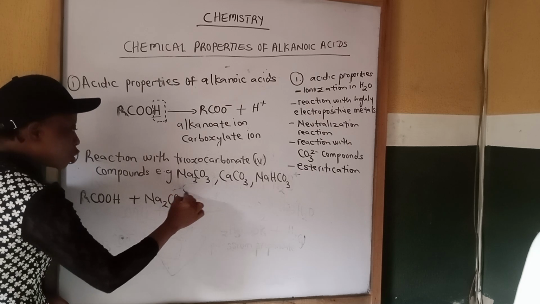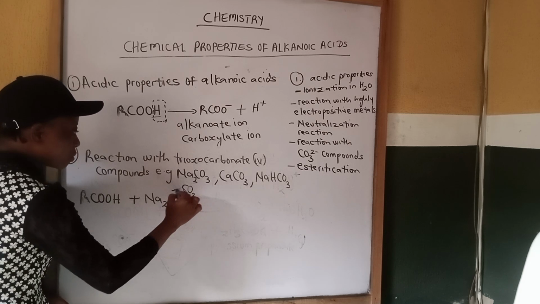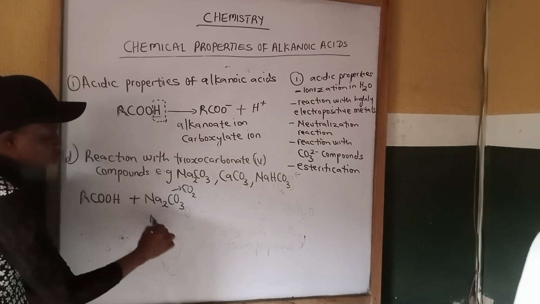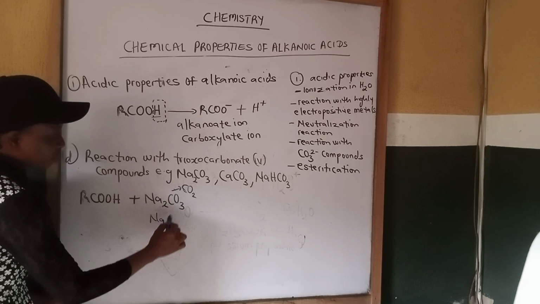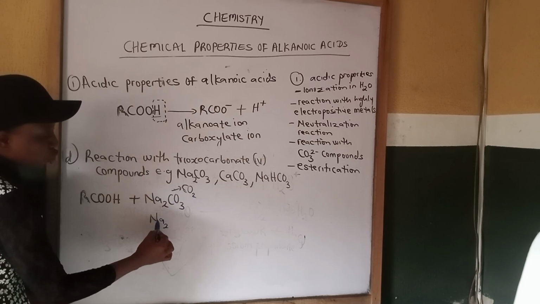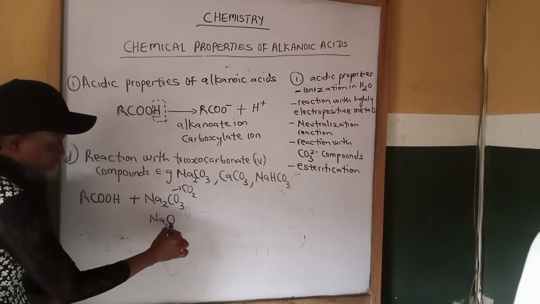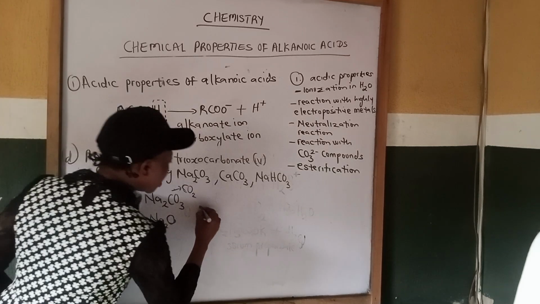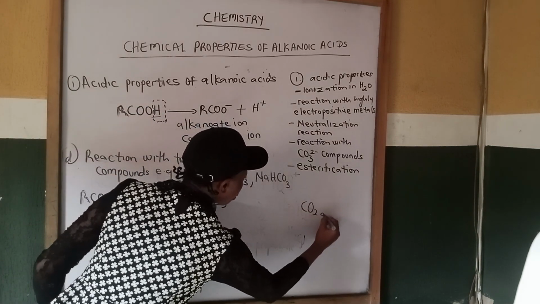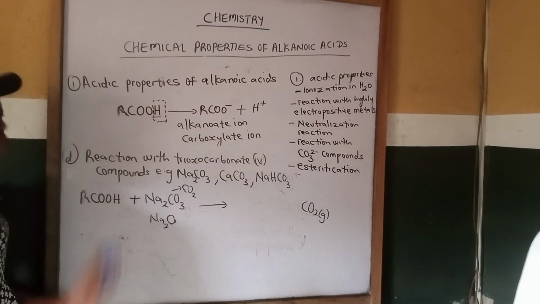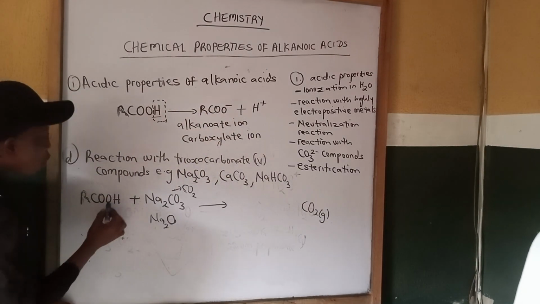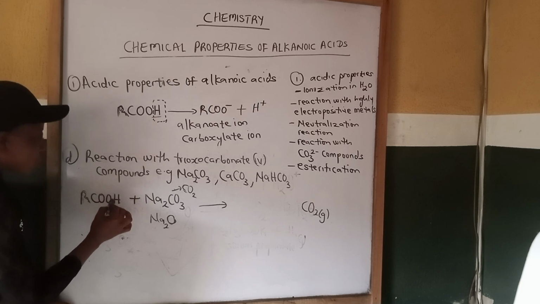So when you remove CO2 from this CO3, you will be left with Na2 and one oxygen. Removing CO2 from CO3 gives you Na2O. So which means that our product first releases CO2 gas. CO2 gas will evolve. Now, what will be the next product? What will be the remaining product now?